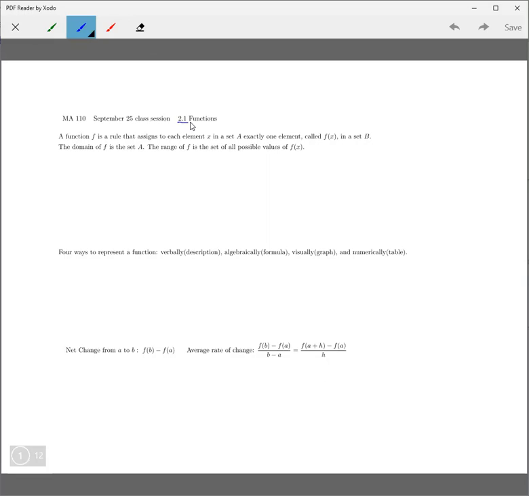To talk about functions, section 2.1. A function f is a rule that assigns to each element x in the set A exactly one element called f of x in a set B. The domain of f is the set A, and the range is the set of all possible values of f of x. Okay, so essentially we have two sets.